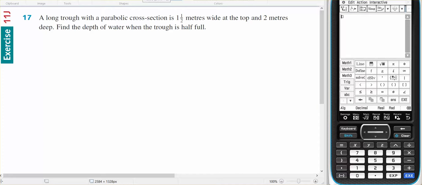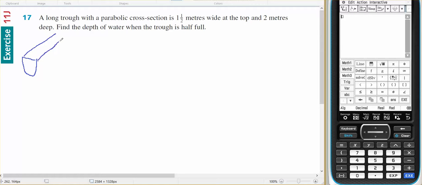This is for Year 12 Methods. It comes out of 11J, number 17, applications of integration. A long trough with a parabolic cross-section. So this is going to be my parabolic cross-section, and I've got a very long trough that would be full of water.